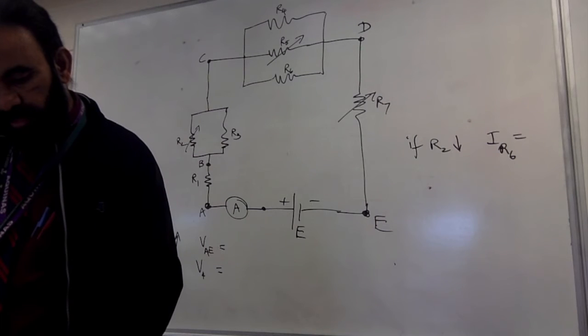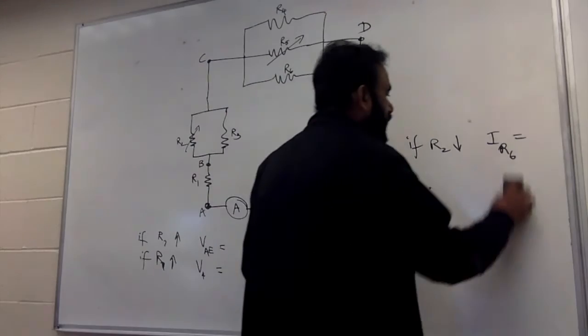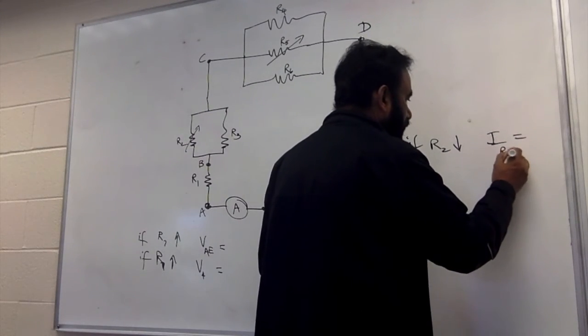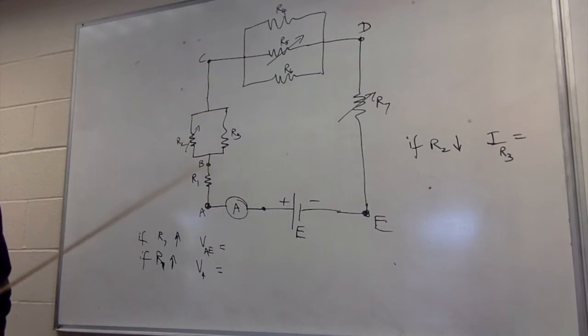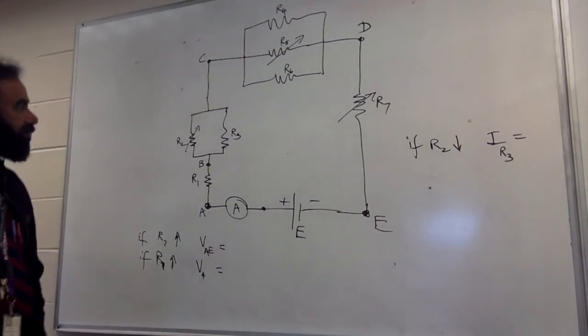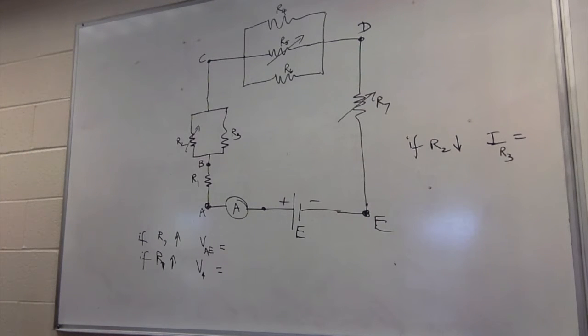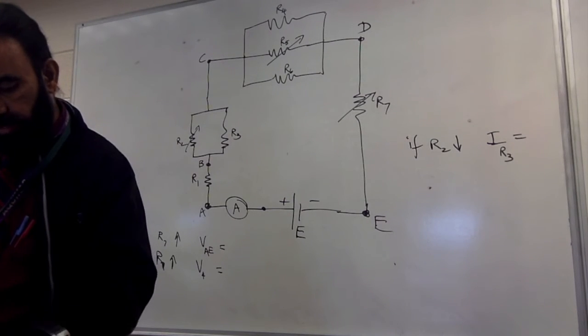The next part says if R2 decreases, the current through R3 becomes what? R3 is right there. If R2 decreases, the current through R3 becomes what? This may be a little tricky, but just see if you can answer it.